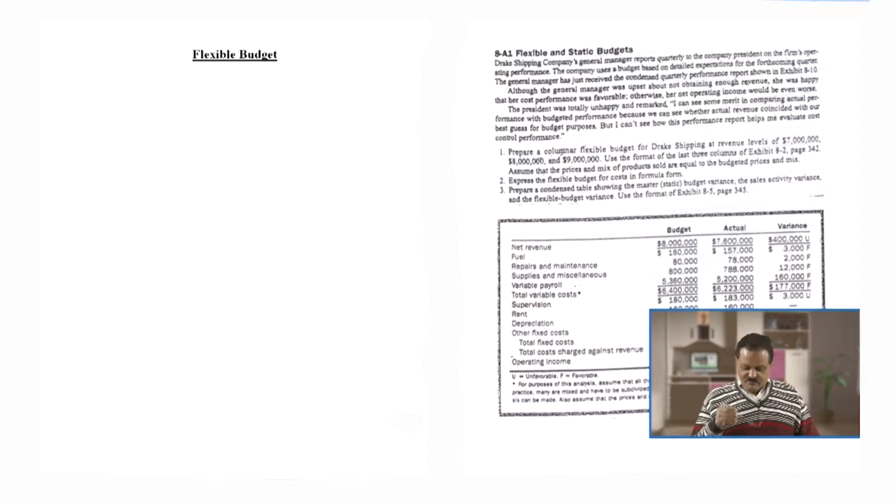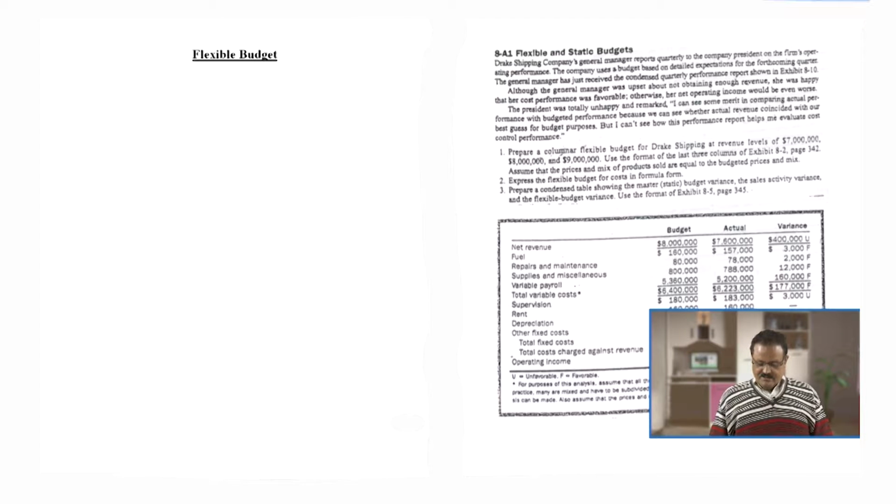At $7.6 million of revenue, the expected operating income was $540,000. When you bring down the revenue level, the performance level, for any reason, from 8 million to 7.6 million dollars, the operating income should still have been $540,000. But the actual operating income we had was $396,000. So it has come down from the expected income of $540,000, a negative variance of $144,000.